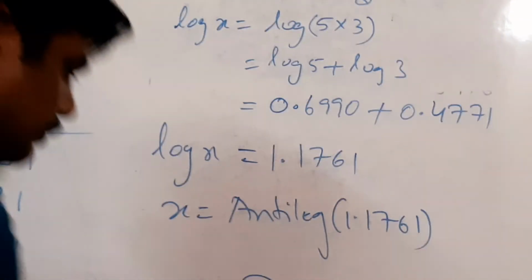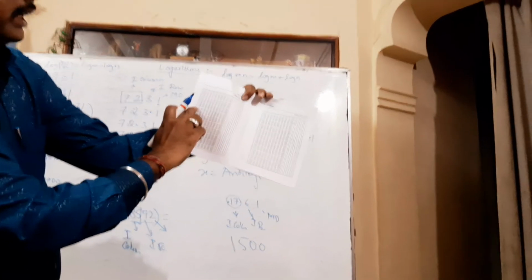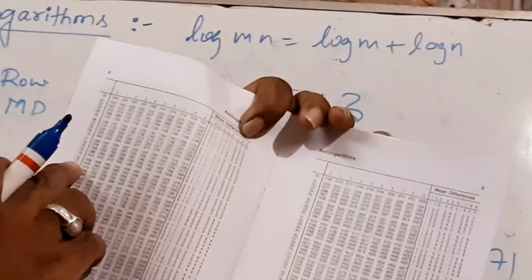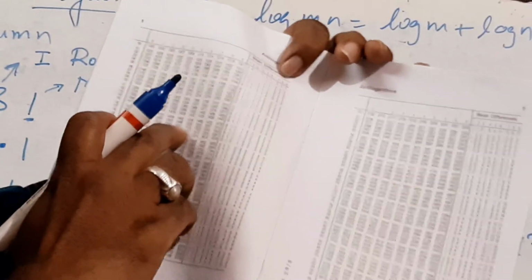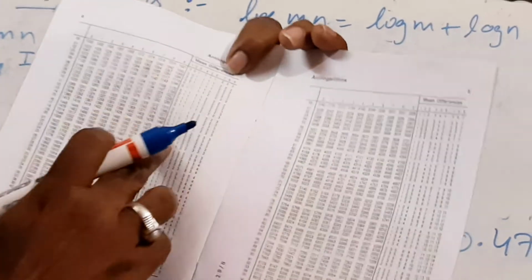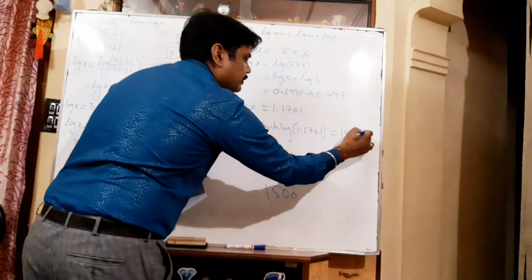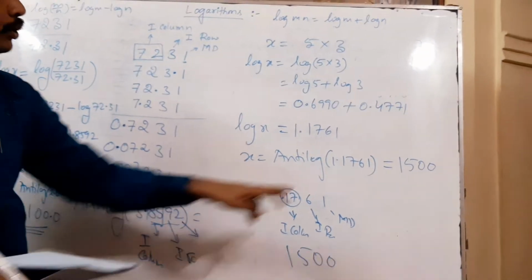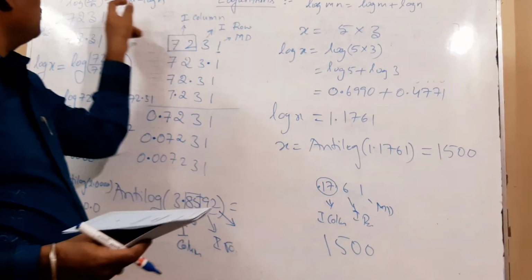It should be 1500. I think you have seen that. 0.17 here, for the fifth column it is 1500. What is the mean difference value? 1 for 1, there is no mean difference value, 0. So you can add 0. It means 1500 only. So what is the anti-logarithmic value? 1500 only. Now the thing is how to remove this characteristic value, the characteristic position.